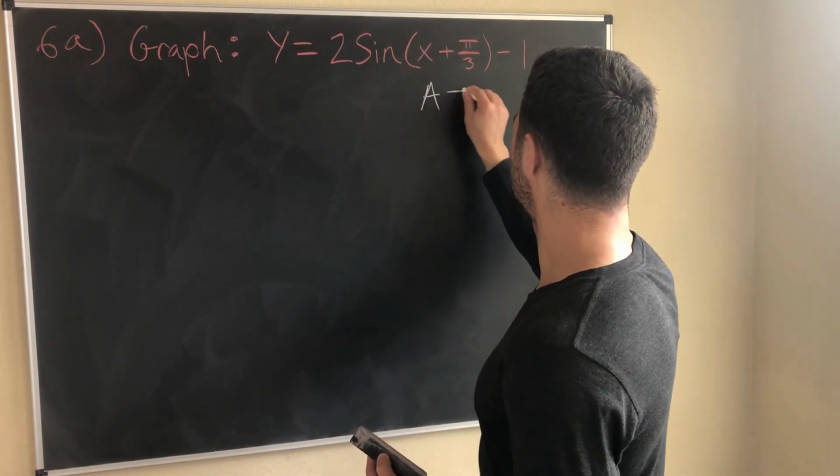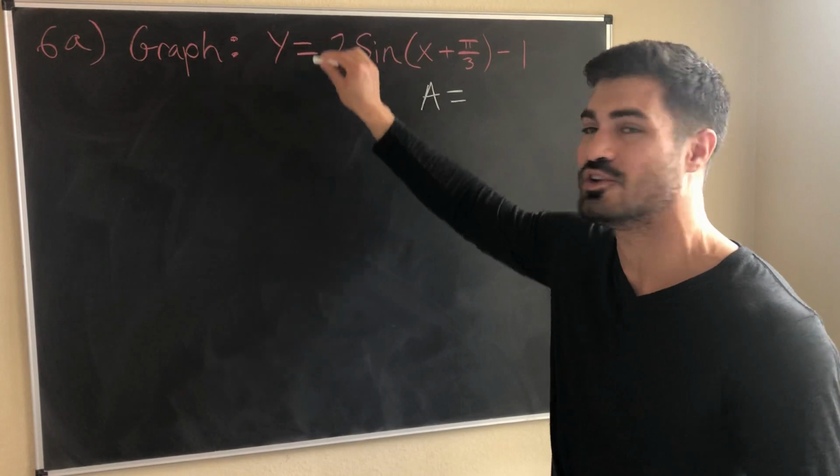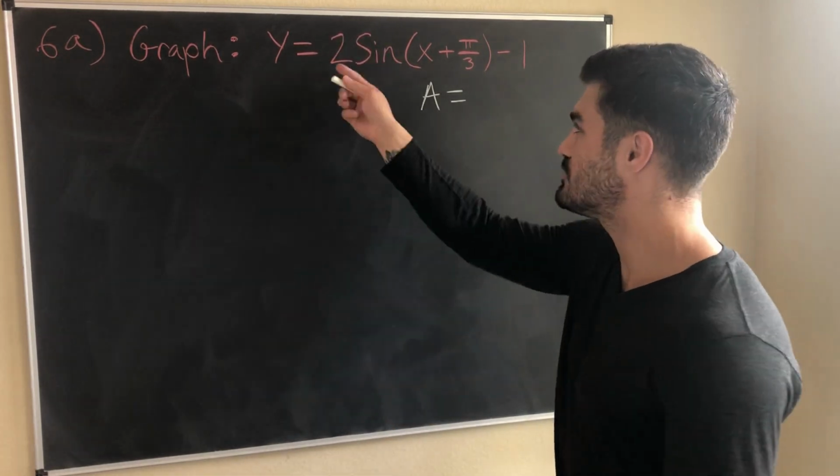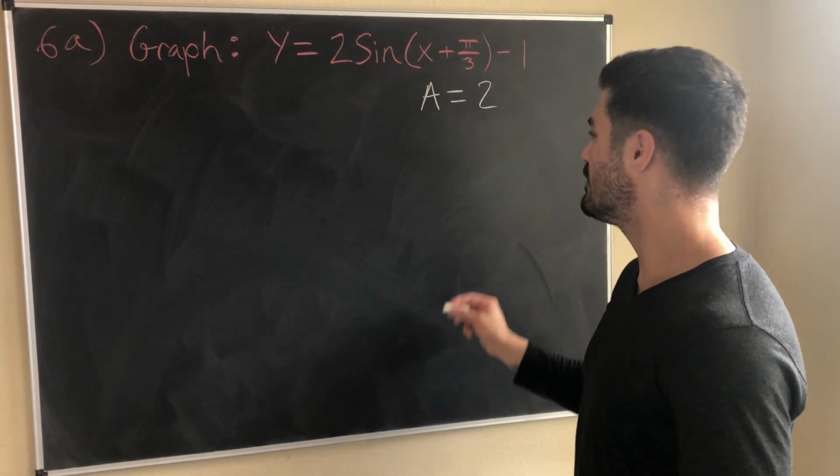So first I'm going to get amplitude. Amplitude is the absolute value of the number being multiplied out in front. So in this case, the absolute value of 2 is 2. Bam, there we go.